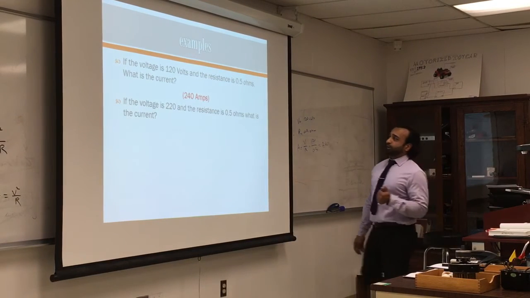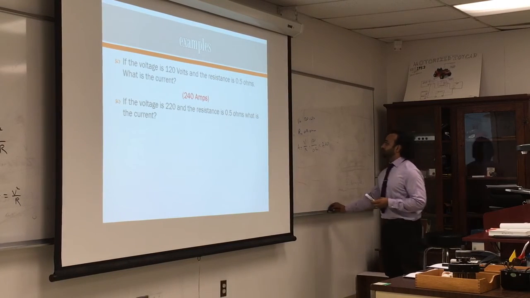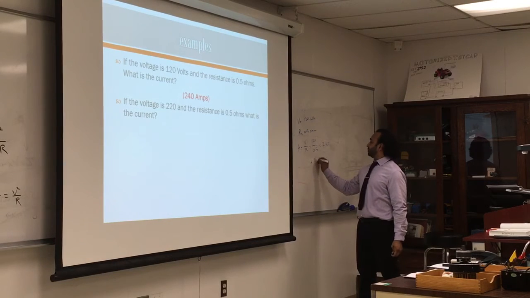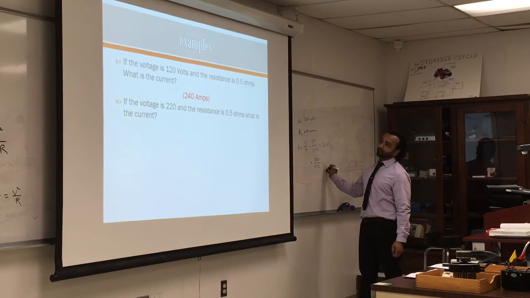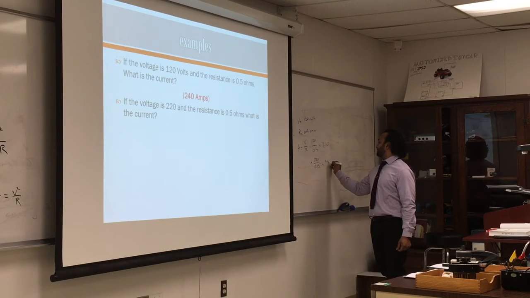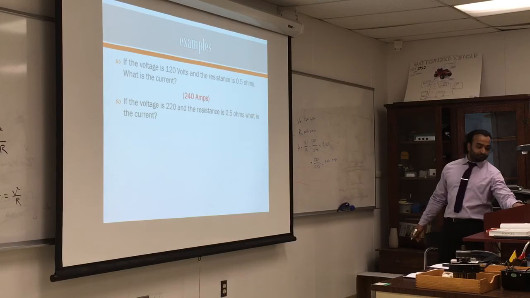If the voltage is 220 and the resistance is 0.5, what is the current? So the same thing, same equation. This time I have 220 over 0.5. What do I get? 440.